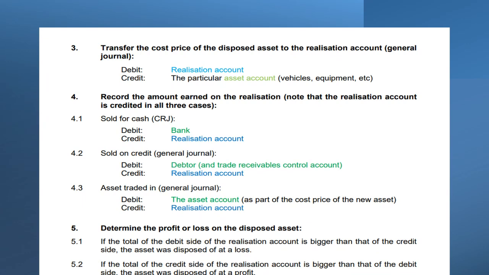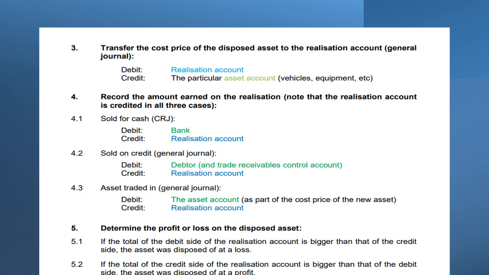But let's twist it around now. Let's say we bought the asset for 100,000. The accumulated depreciation on the date of disposal is 50,000, and we decided to sell this asset for 40,000. You see now that your carrying amount is 50,000, but you sold the asset for 40,000, which means you sold it for less than its carrying value, which means you have made a loss. That's what step number 5 is trying to explain here.